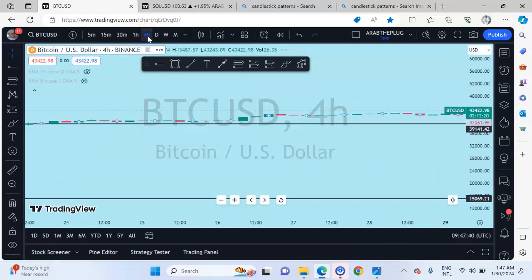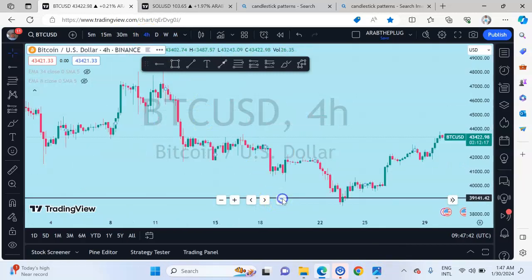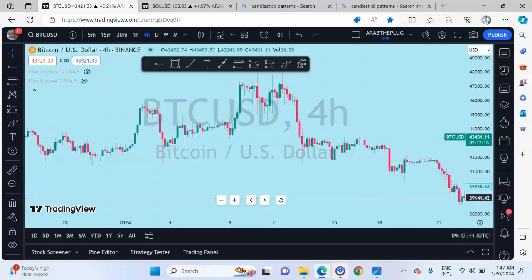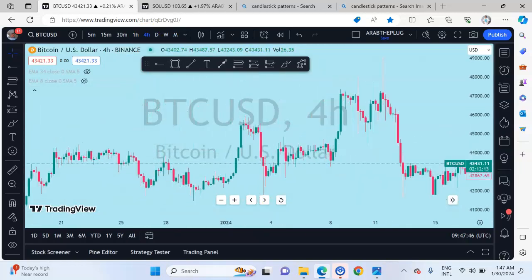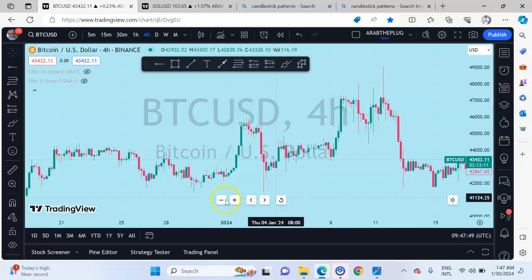If you look at the Bitcoin chart, you're going to see a lot of this kind of candle. This is something that resembles morning and evening star, but unfortunately, this is not a strong area of resistance.